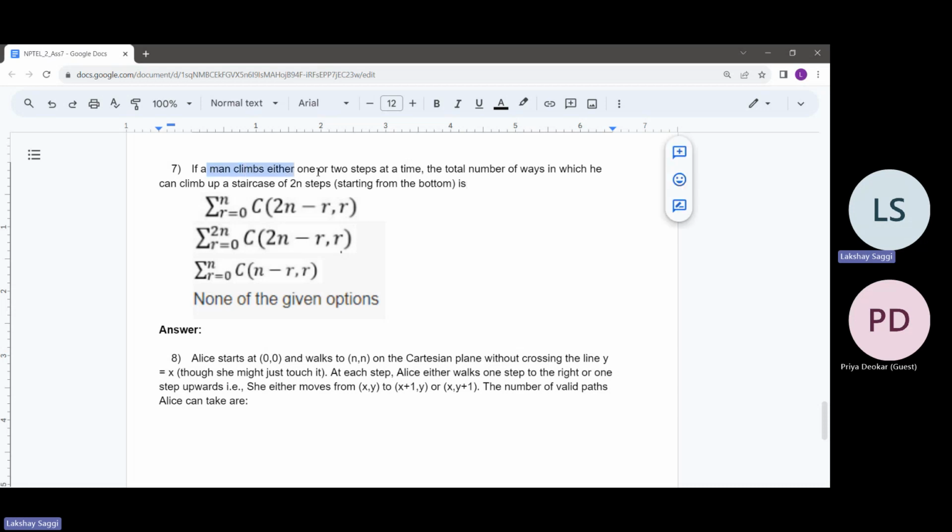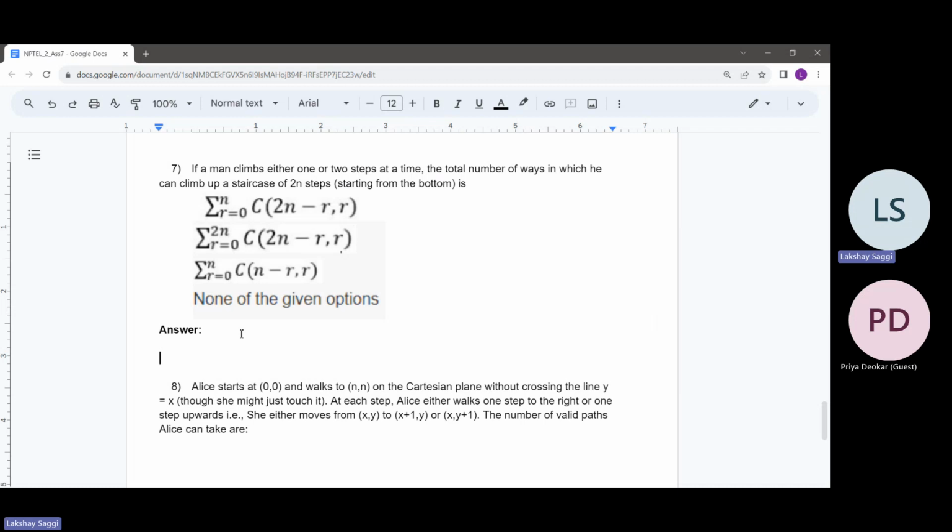So the question is asking, a man can climb either one or two steps at a time. The total number of ways in which he can climb up a staircase of 2n steps. And the options are given in terms of these combinations. So if the staircase has 2n steps, then in how many ways can he climb? How do we approach this question?